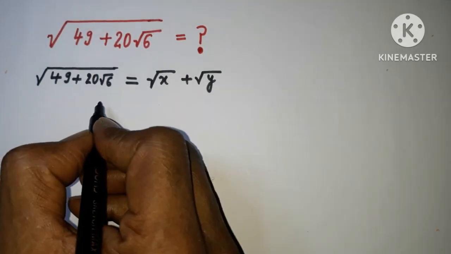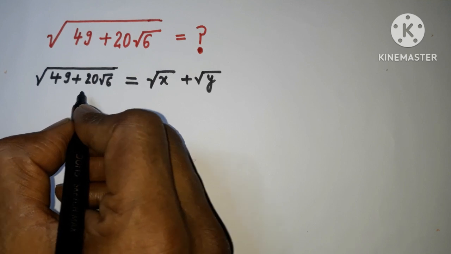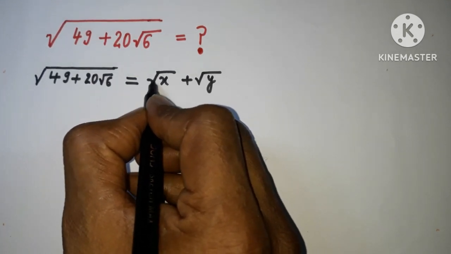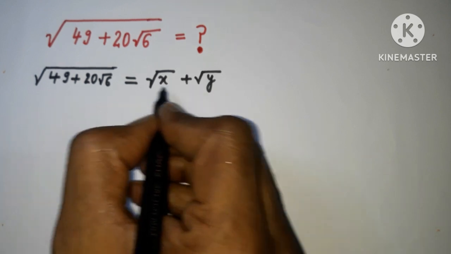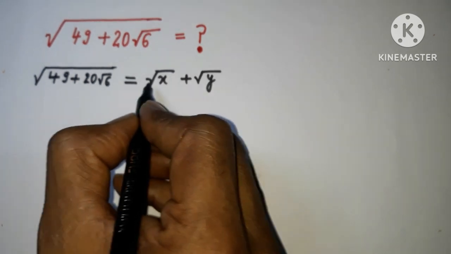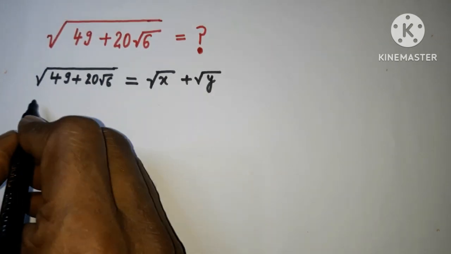and we have to get x that is free from root, and y that is free from root. So this would be our solution. How can we solve further? By squaring on both sides.